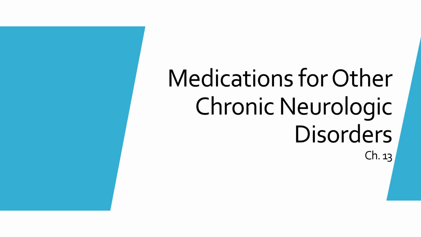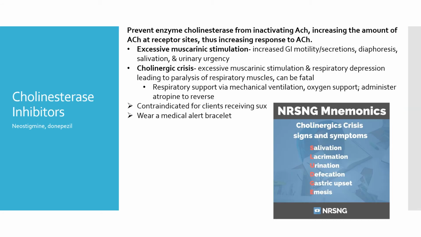And then now we are moving on to chapter 13 for other chronic neurologic disorders. So first we're going to talk about cholinesterase inhibitors. So here is your neostigmine, which we have used as an antidote in Neuro Part 1, remember? So these are going to prevent enzyme cholinesterase from inactivating acetylcholine, increasing the amount of acetylcholine at the receptor sites, thus increasing the response to acetylcholine.